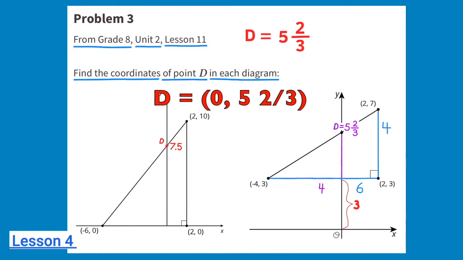So D equals 5 2/3. It's not really D equals 5 2/3. It's the y value for point D that equals 5 2/3. So the x value is 0 and the y value is 5 2/3.